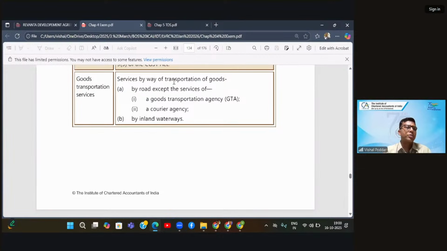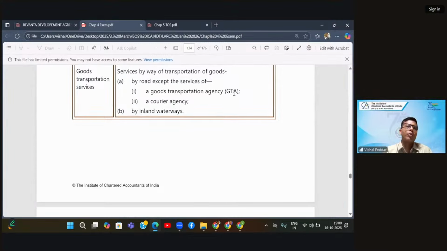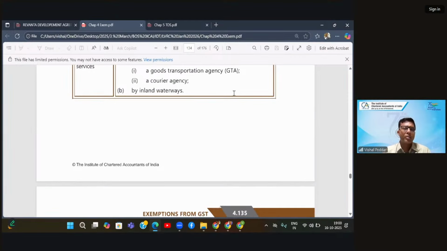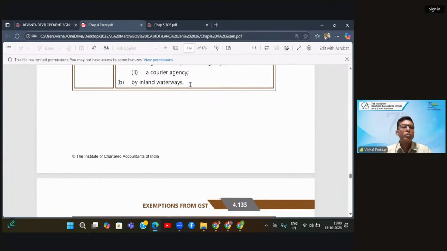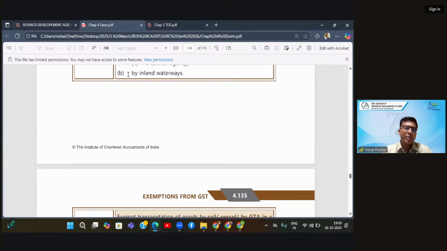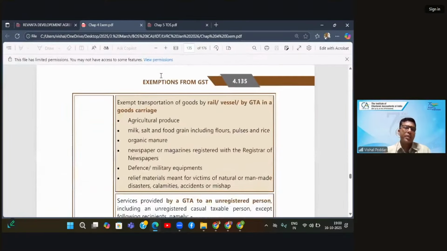Next, for goods transport, the rule is service by way of transportation of goods by road is exempt. So the first rule is goods transport by road is exempt except from a GTA. So where you are getting your goods transported via GTA, that is goods transport agency, or by a courier agency, that is taxable. Other than these two, other goods transport is exempt. Similarly, where you are getting your goods transported by inland waterways, it is exempt.